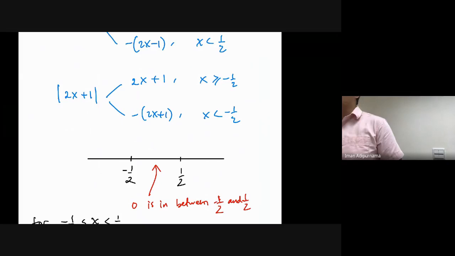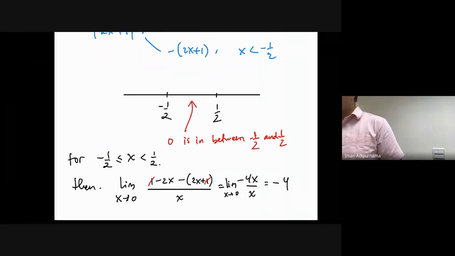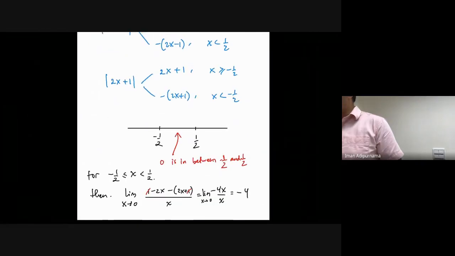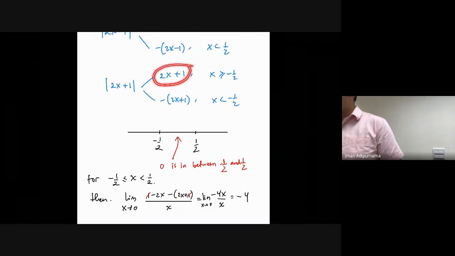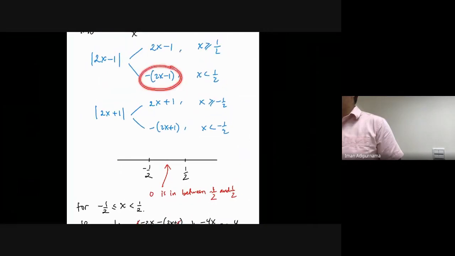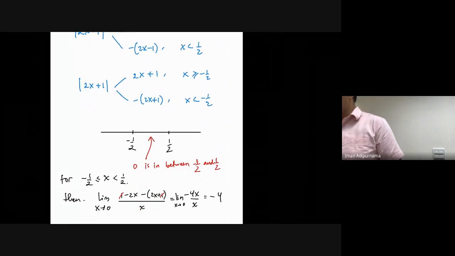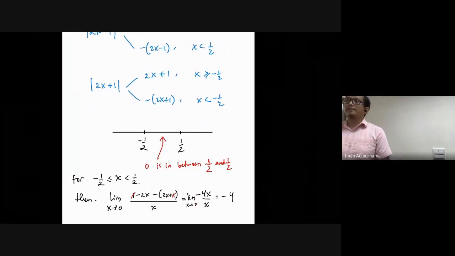Where is 0? It's in the middle here, right? So you need to find this expression. Change everything for x greater than negative half, you use this one, 2x plus 1. And for x less than half, you use this one. Use that information to solve that this is actually negative 1.